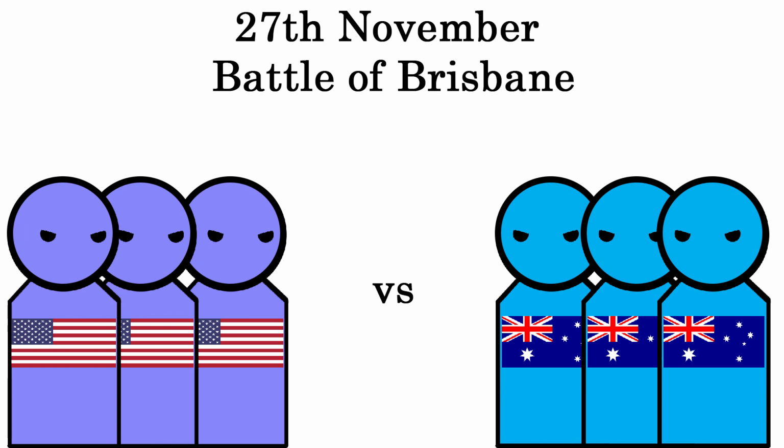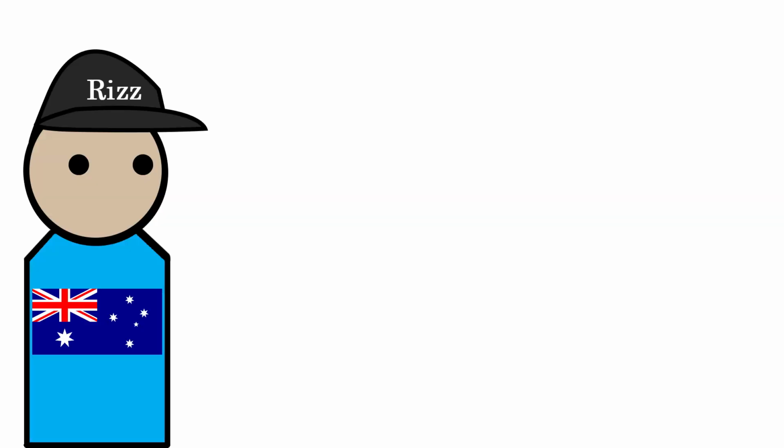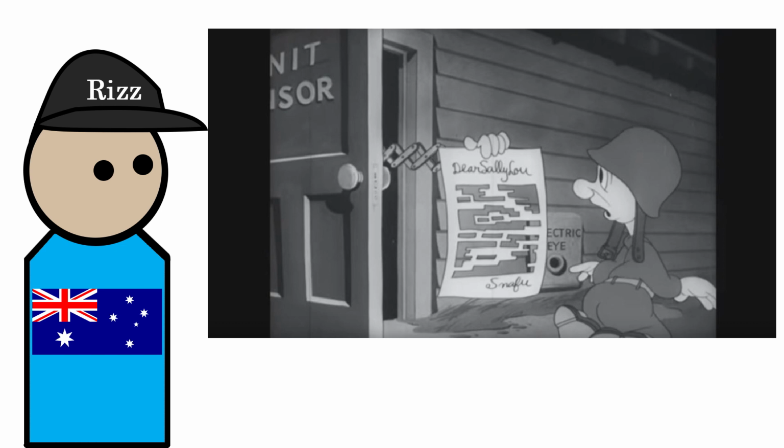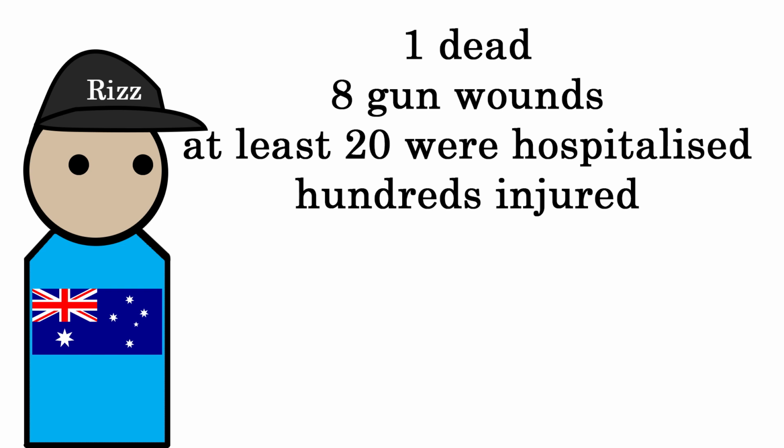On the 27th, a mass group of Australian troops picked a fight with any American troops they could find, especially ones with Australian women. This riot ended around midnight. It's hard to get a detail of the event due to heavy censorship. It wasn't broadcast overseas, and any letters about the event were censored. One Australian died, 8 men suffered gunshot wounds, at least 20 American GIs were hospitalized, and several hundred were injured.